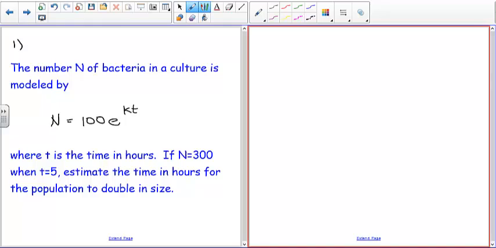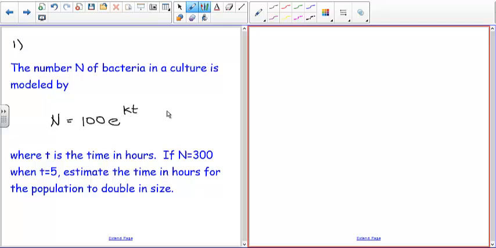Okay, so these are the applications of exponential and logarithmic models. What we have here is an exponential model for the growth of bacteria. This happens when you have a microscopic organism, bacteria, viruses, where there's an unlimited supply of food and resources. So it keeps growing and growing and growing.